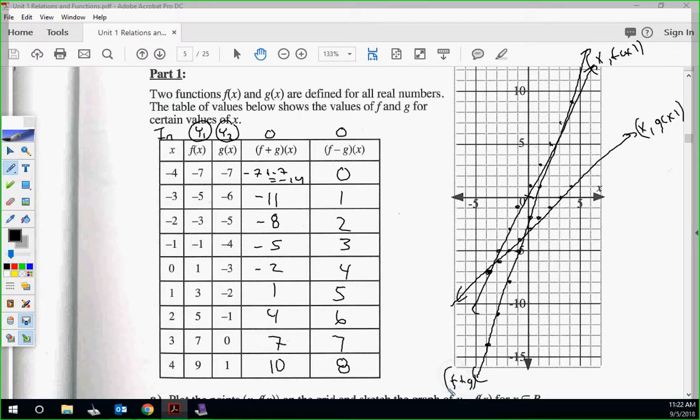Okay, and the last one, your f minus g, is -4, 0, -3, 1. Goes like this, it looks like. 0, 4, 1, 5. Okay. So that's your different functions. So you can kind of see the relationships of all 4 of those lines and how they change based on what you do.